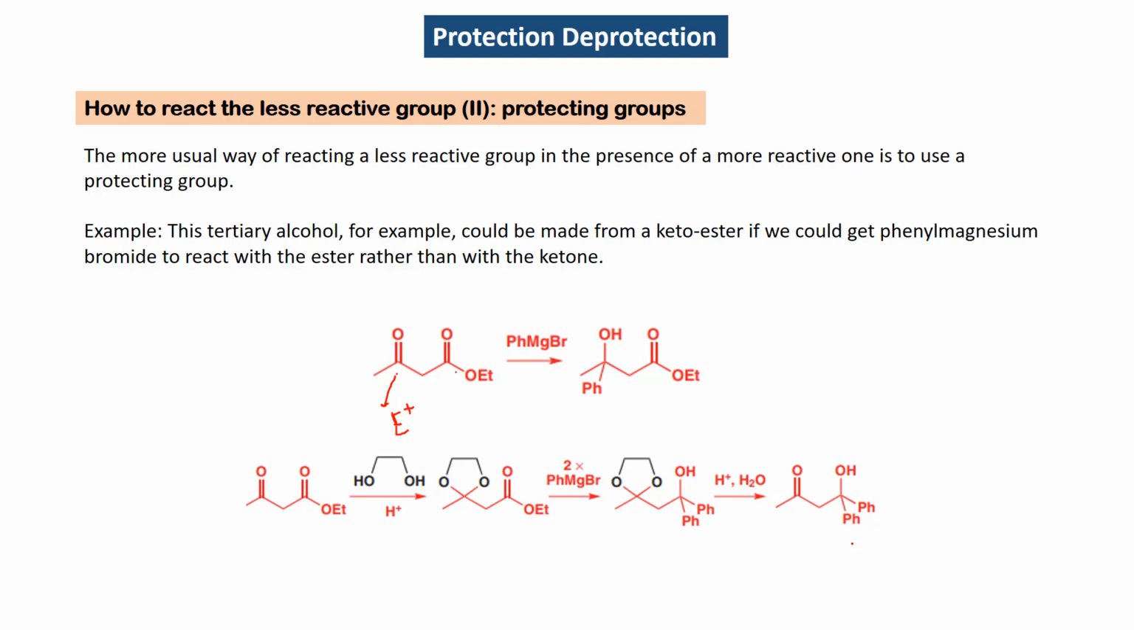Like, according to our necessity, if we want our less reactive group to react first, then we will protect our more reactive group at first. After that we will make our less reactive group react. After the reaction is completed, then we will deprotect that again.